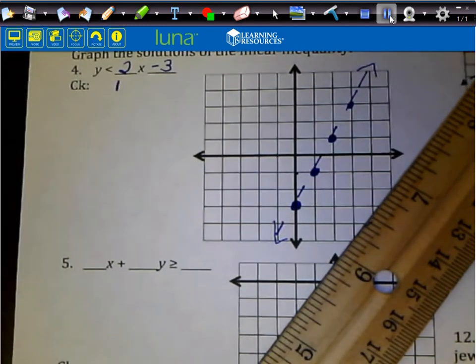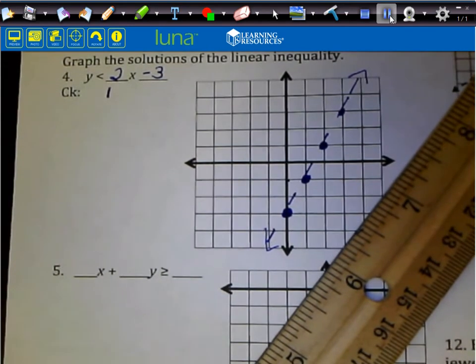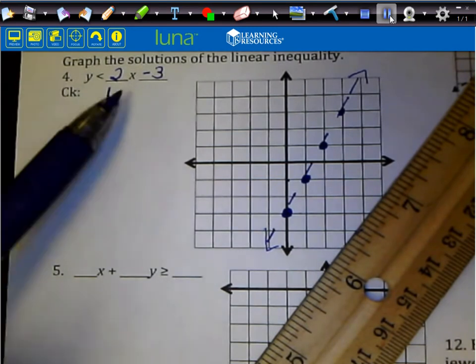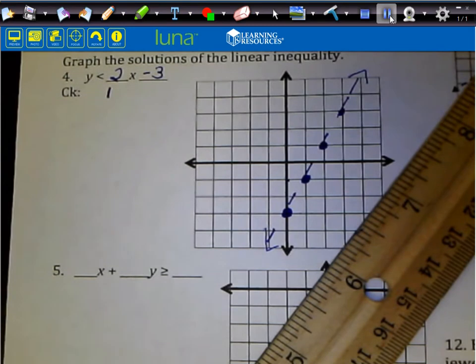So there's my dashed line. Okay, now that I've got my dashed line drawn, I'm going to go back and look to say, okay, where do I need to shade? And I need to see if this is less than or greater than. It is less than, so that means I'm going to shade below. Alright, so again, it's less than, so it's going to be shaded below.